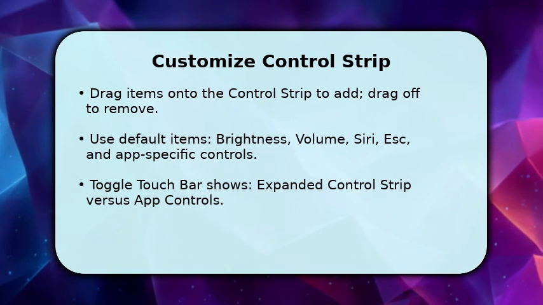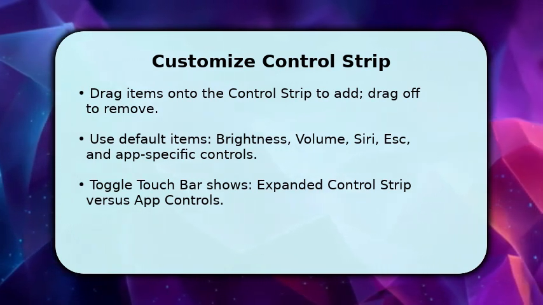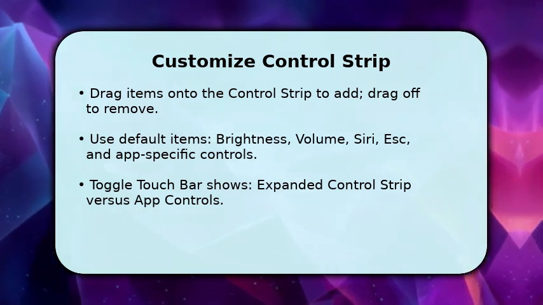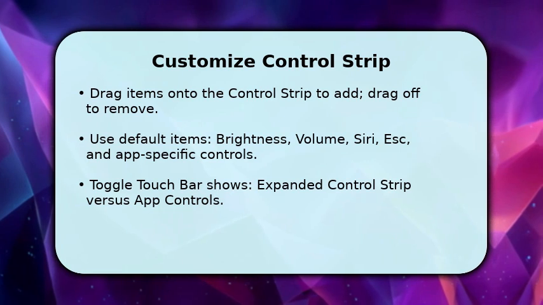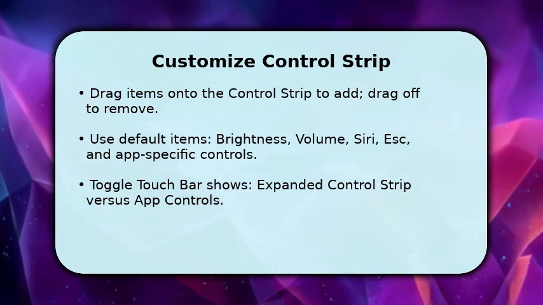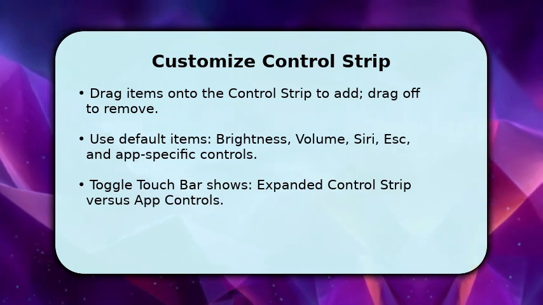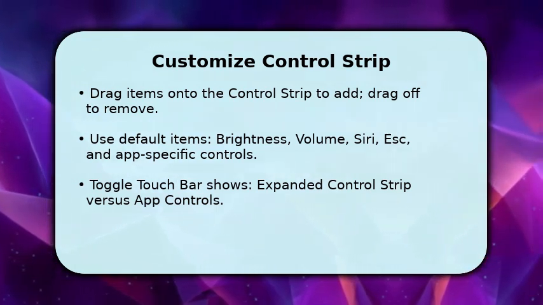Now you'll modify the control strip itself. Click and drag the icons you want onto the touch bar area, then release to place them. Drag unwanted items away to remove them. You can choose between the expanded control strip, which favors system controls, or app controls that change per app. Select the setting that fits your workflow.